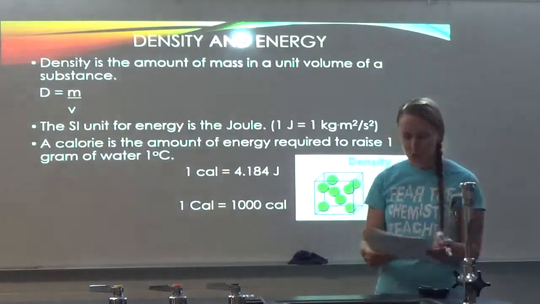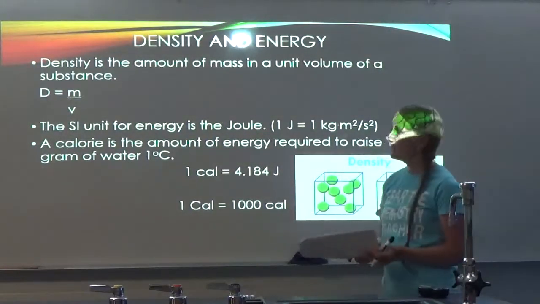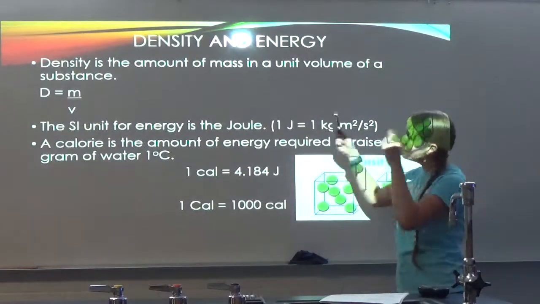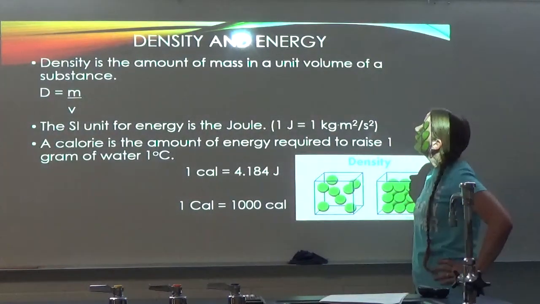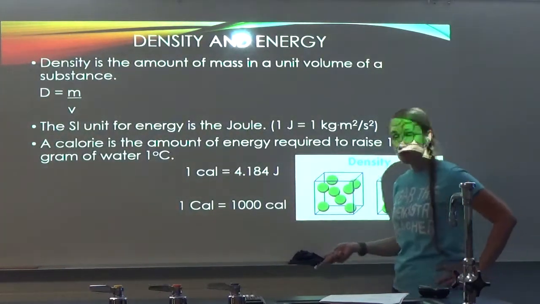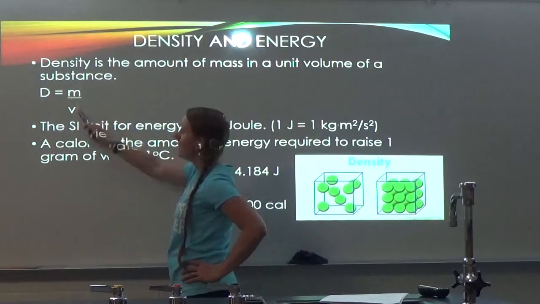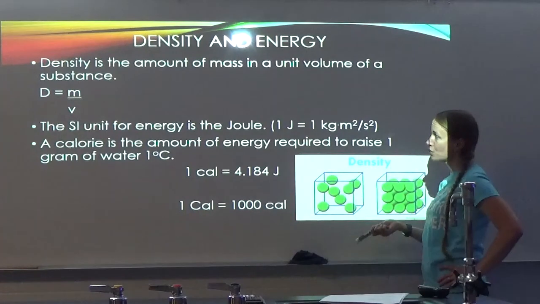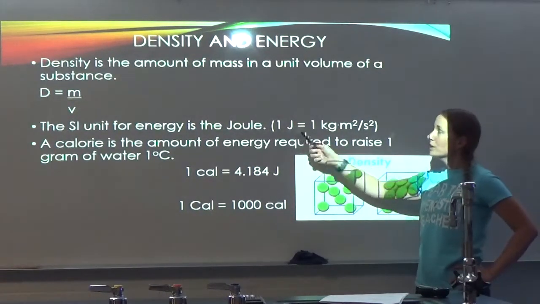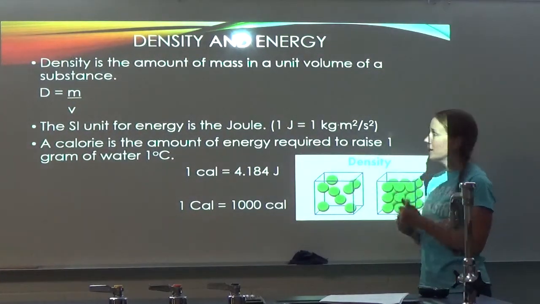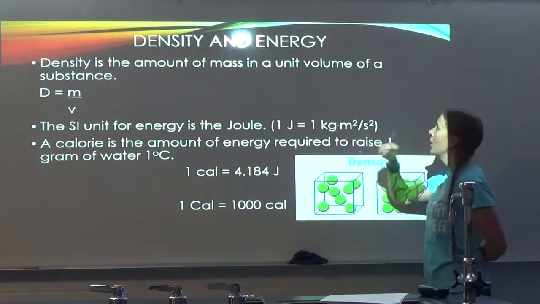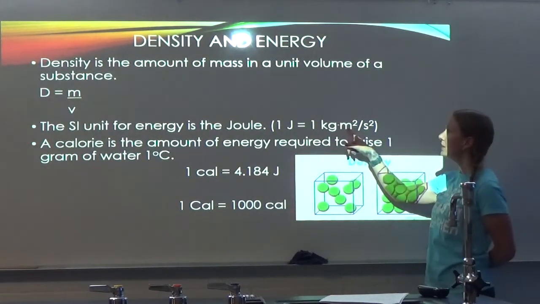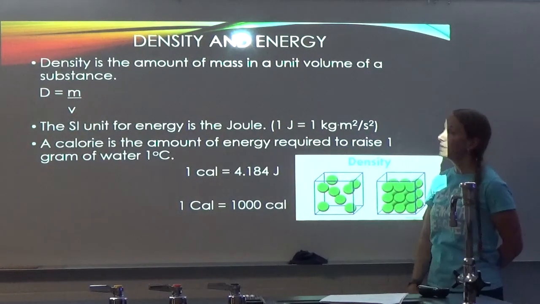Alright, so next we are going to talk about density a little bit. So we've already learned this formula for density. So density is the amount of mass in a unit volume of a substance. Its formula is density equals mass over volume. The SI unit for energy is the joule. So a joule is just a derived unit. It's actually a kilogram times meters squared per second squared.